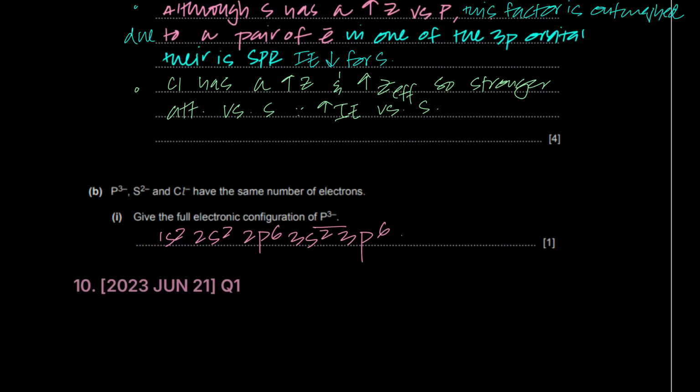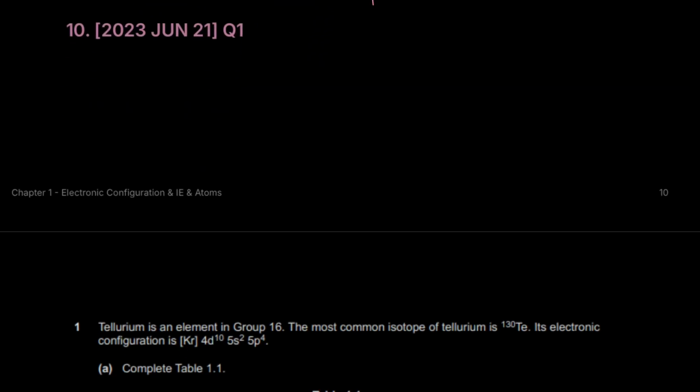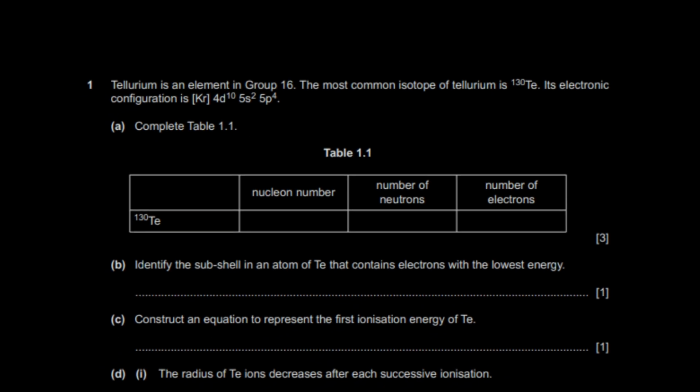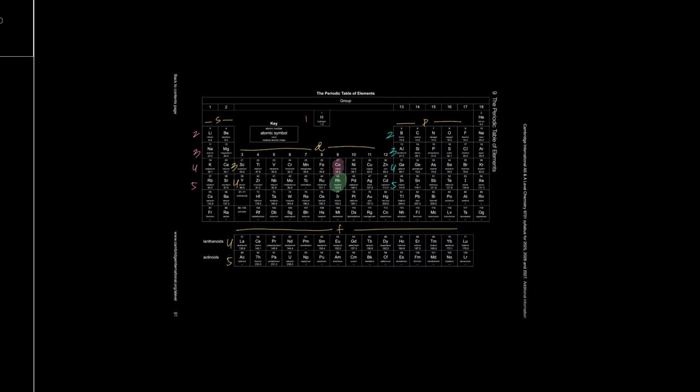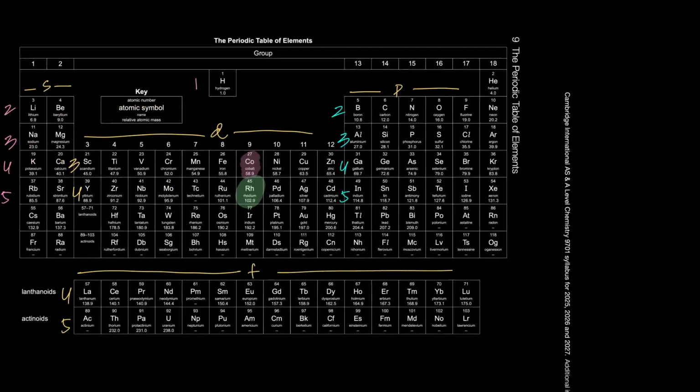So that's how you could get your marks. Easy peasy lemon squeezy. Next. Tellurium is an element in group 16, the most common isotope. Its electronic configuration is also given to us. Complete table 1.1. So tellurium. Let's add our periodic table. Tellurium, he's also told us it's in group 16.